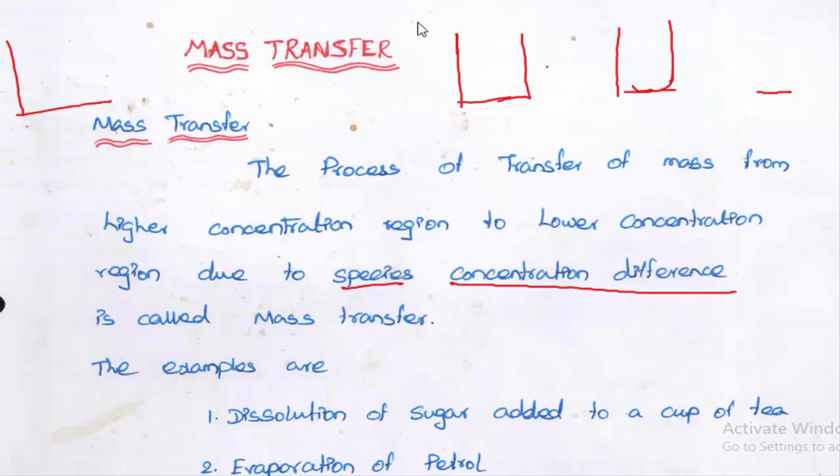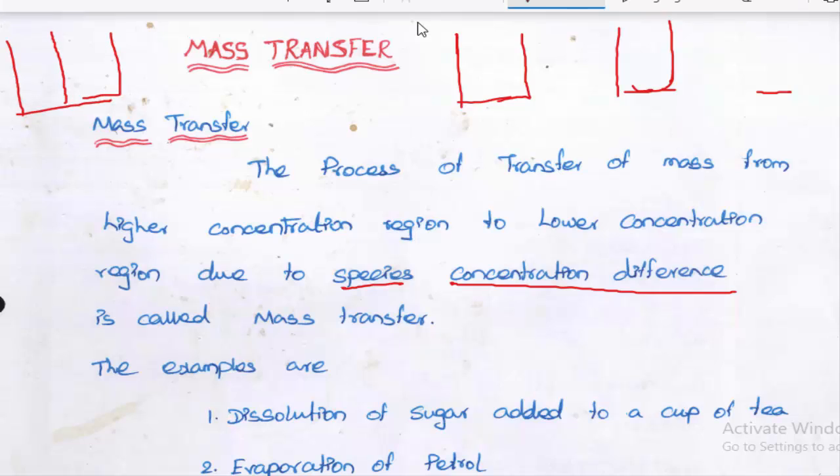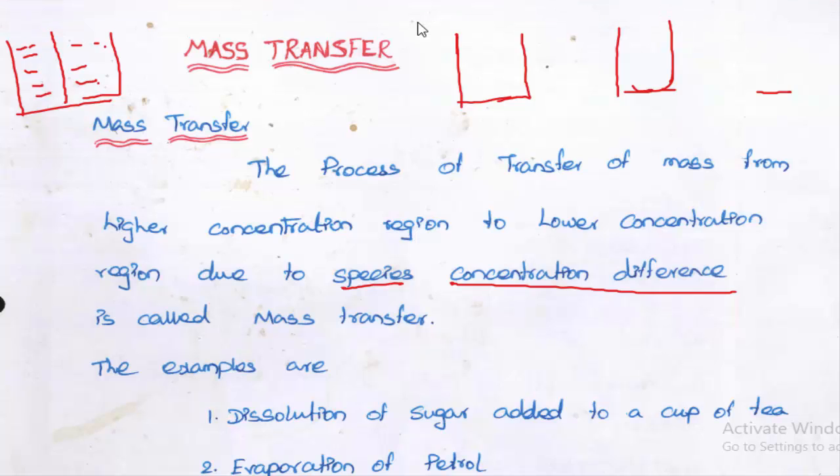I am making a cup like this and I am placing a membrane here, and here one liquid is filled and here another liquid is filled, right? So if I fill two liquids with two different concentrations, for example this is at high concentration, this is at low concentration, the mass will be transferred from the high concentration region to the low concentration region because of the species concentration difference. This is called mass transfer.